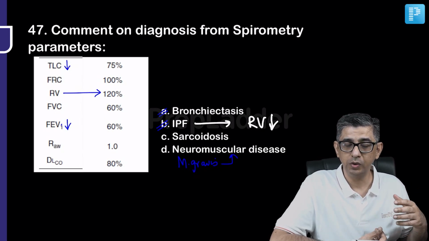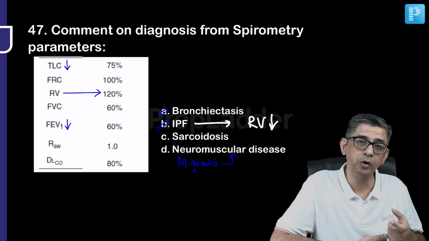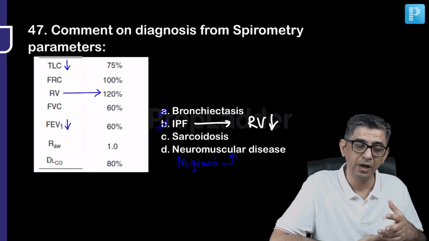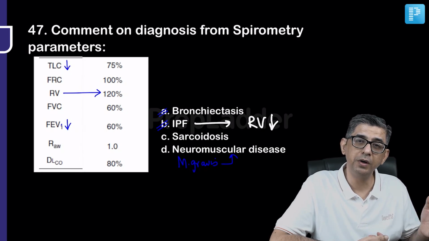increased work of breathing. So in people who are having myasthenia gravis, because of easy fatigability, they will not be able to push the exact amount of air out of their lungs just like you and me would do. Therefore, in these patients, the air remaining behind in the lungs would increase.